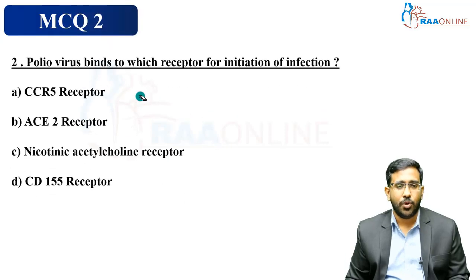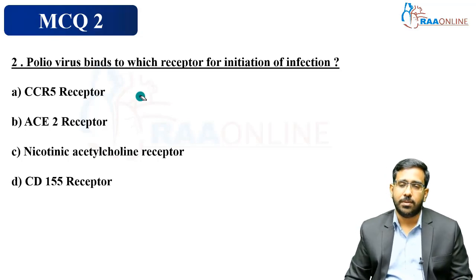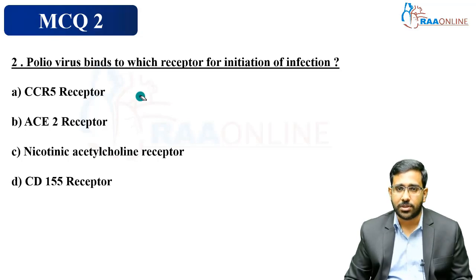So here, the polio virus binds to which receptor for initiation of infection? You all know that whenever we study a particular virus, any virus, it goes and attaches to a certain receptor. So here the question asked is about the particular receptor pertaining to the polio virus. We have been provided with 4 options. Option A is the CCR5 receptor. Option B is the ACE2 receptor. Option C, nicotinic acetylcholine receptor, and option D is the CD155 receptor.